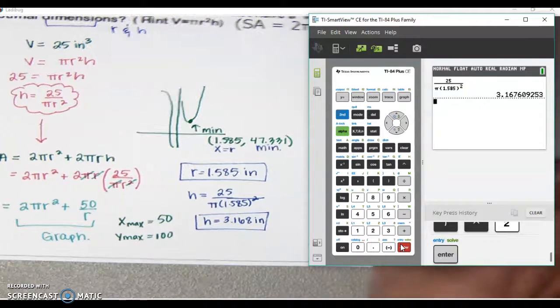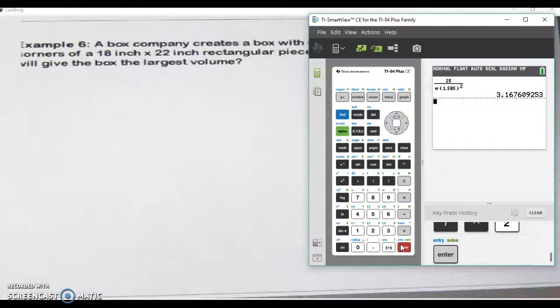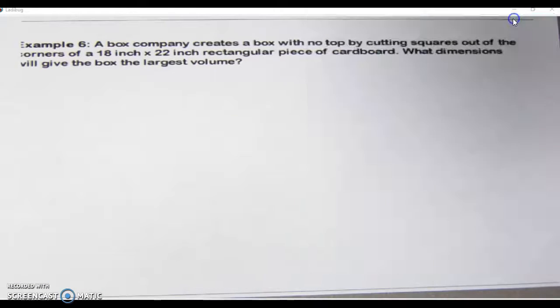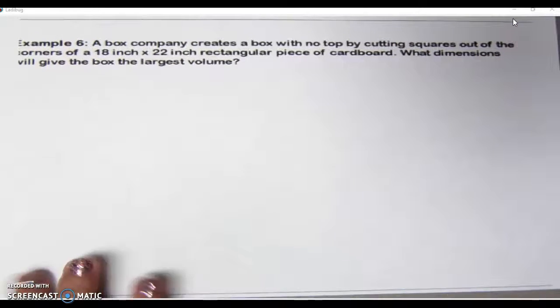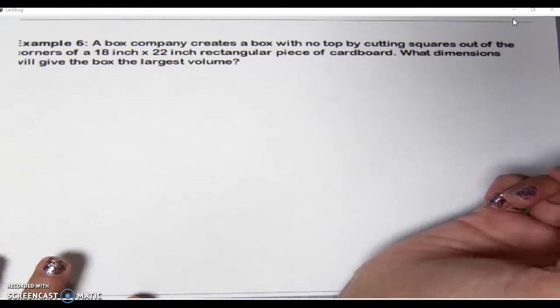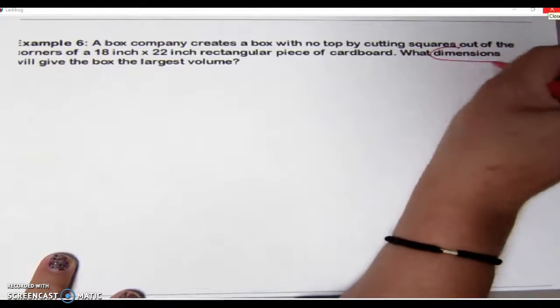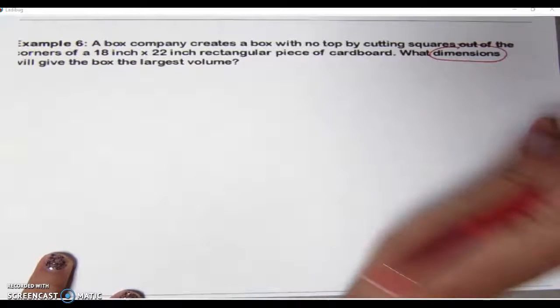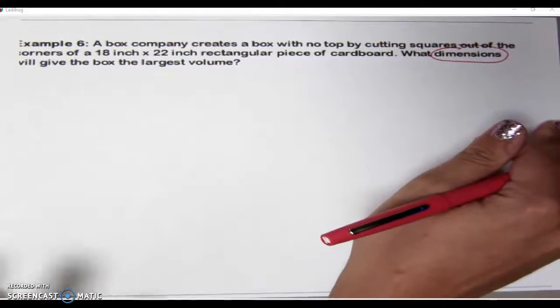Okay, and then our last problem, we've actually seen a problem similar to this before. So it says a box company creates a box with no top by cutting squares out of corners of an 18-inch by 22-inch rectangular piece of cardboard. What dimensions will give the box the largest volume?